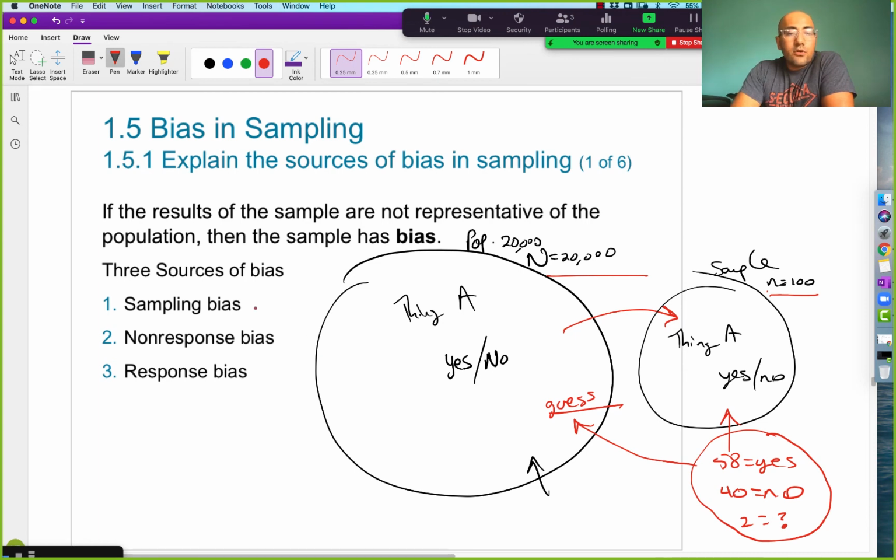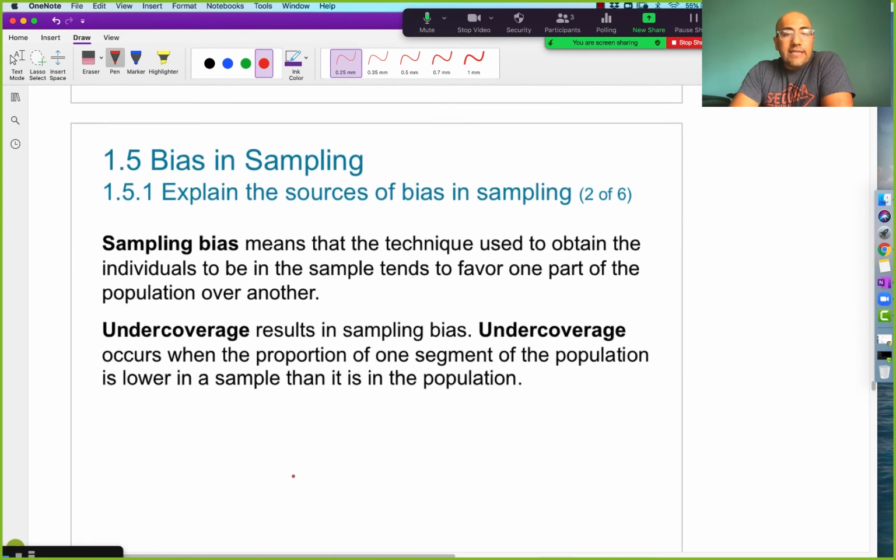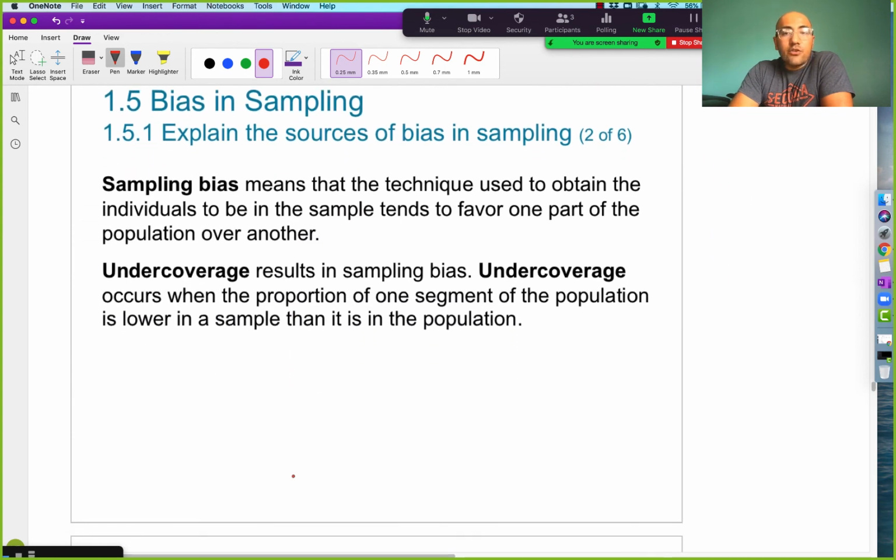Okay, so we're going to subcategorize biases into three general things. There's sampling bias, non-response bias, and response bias. Sampling bias means that the technique used to obtain the individuals to be in the sample tends to favor one part of the population over another.